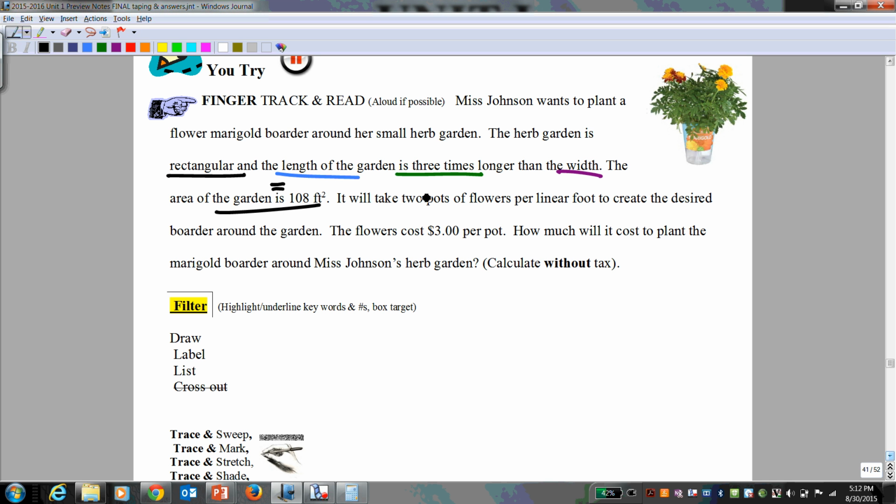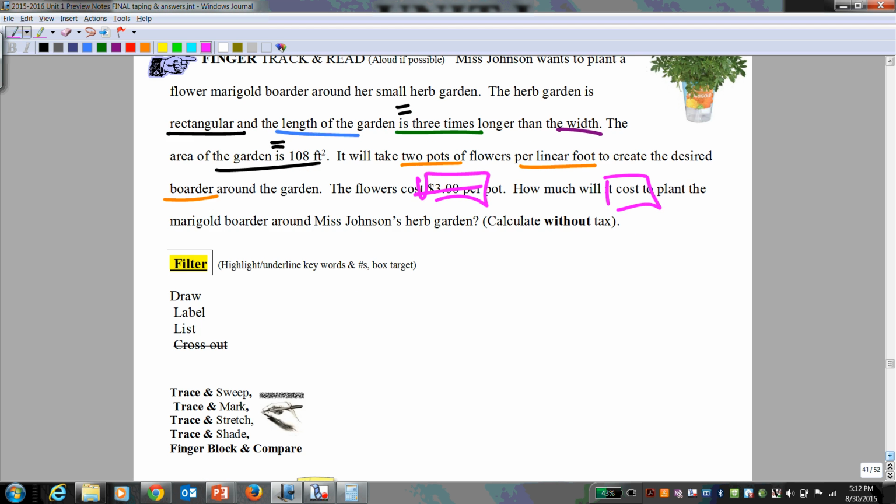Wherever we see is, we're going to put an equal sign. It takes 2 pots of flowers per linear foot to create the desired border. The cost is $3 per pot. How much will it cost to plant a border? So now that's our filtering. Draw, label, list, cross out.